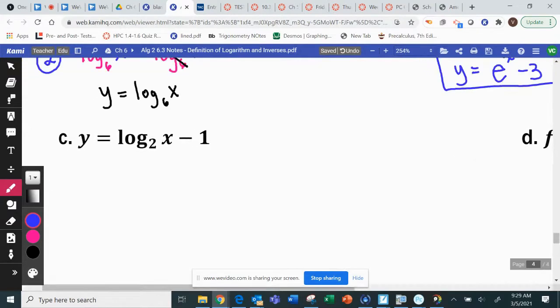Okay, question C, step 1, switch x and y. X equals log base 2 of y minus 1. Step 2, solve for y. So I'm looking at the right side where the y is. What is the furthest thing away? What do I need to get rid of first? Brooke, what do I need to get rid of first? The subtract 1. So we're going to add 1.